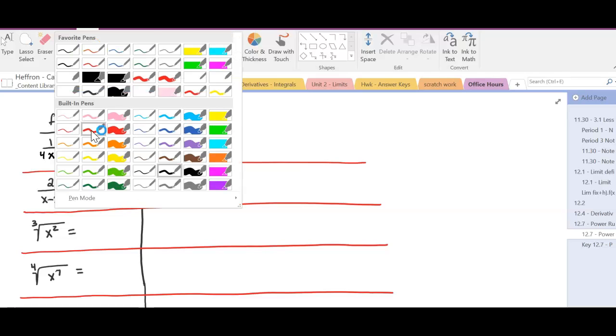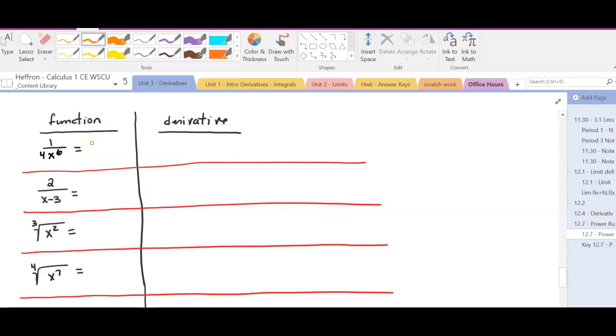So here we will do a series of power rule derivatives. Most of these will be of the challenging sort. So this is 1 over 4x to the 6th. I'm going to rewrite this as 1/4 x to the negative 6.